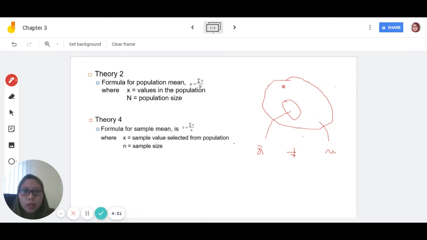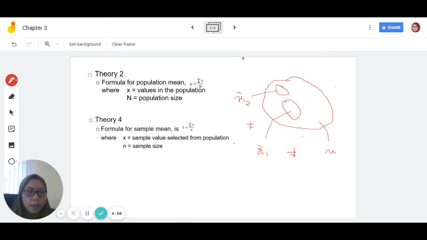If we take another sample here, we name it x bar 2, and the previous one is x bar 1. Of course the sample mean of sample 1 is not equal to the sample mean of sample 2. Right? Sample mean 1 does not equal sample mean 2. That is definitely obvious.